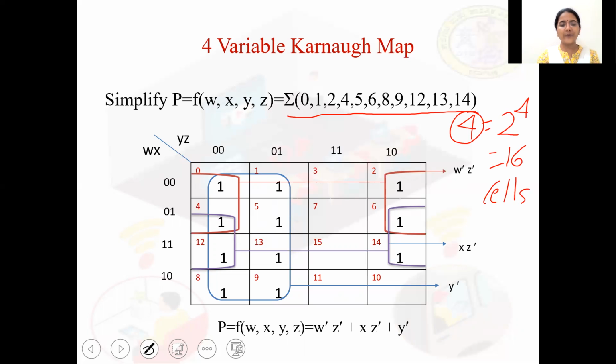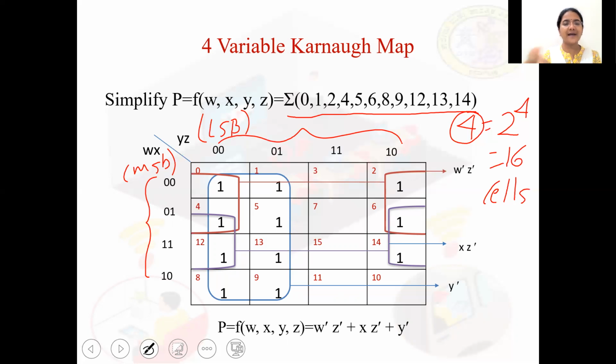We will write a 4 variable K-map with 16 cells. After that we have to write the LSB and MSB bits. This is MSB and this is LSB bit. After writing MSB and LSB, we have to write the binary values for each of the rows and columns.